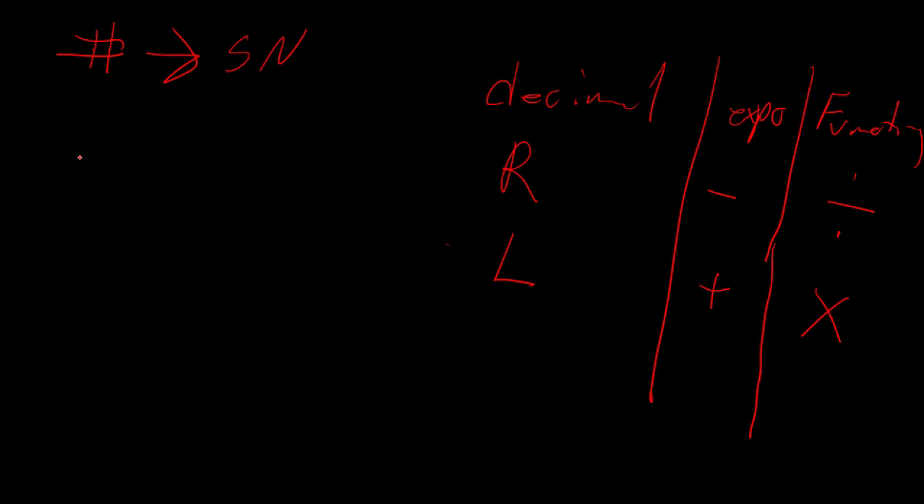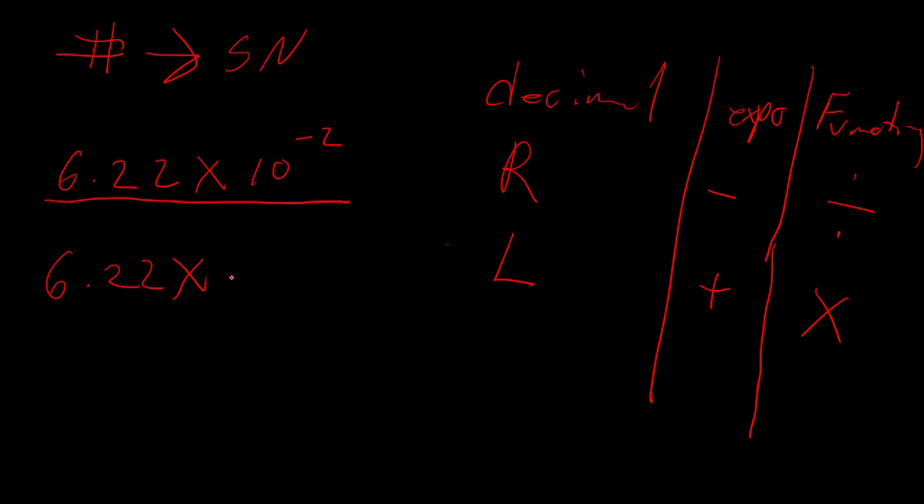Just picking an arbitrary number here. Say we have 6.22 times 10 to the negative 2. That's dividing, but the only reason they do that is because this looks a lot prettier than if we would do something like this. Again, the whole point of this is to make things a little less cumbersome.